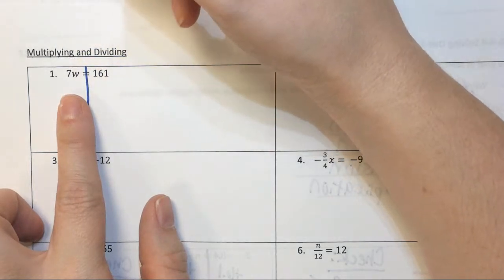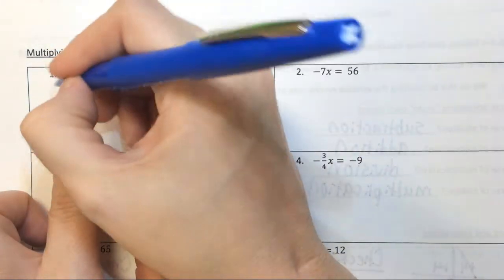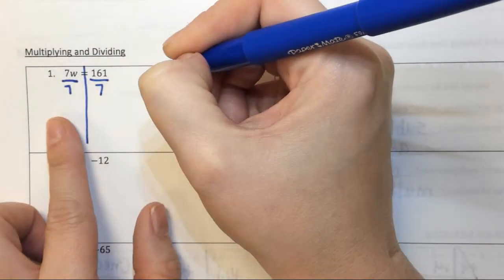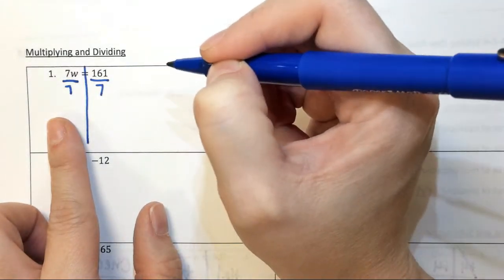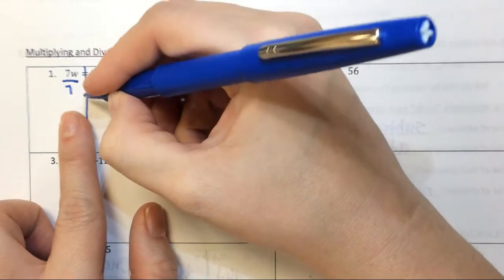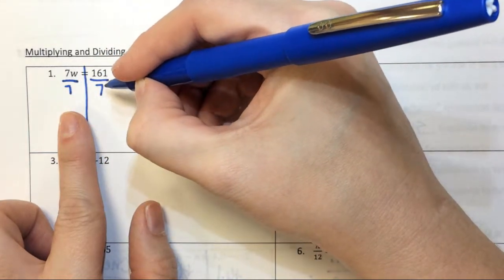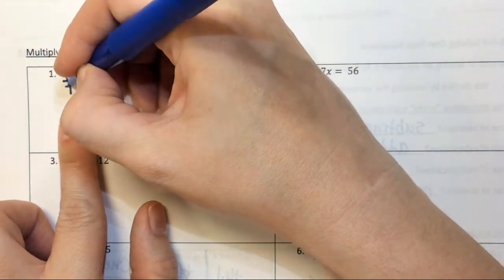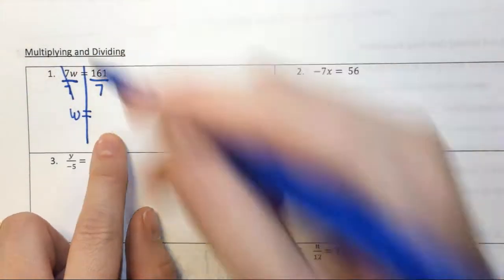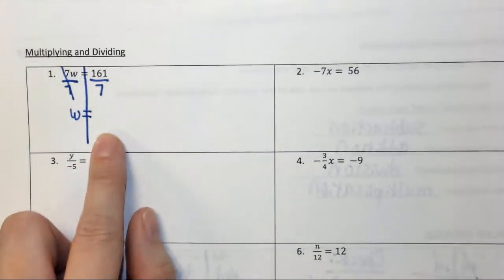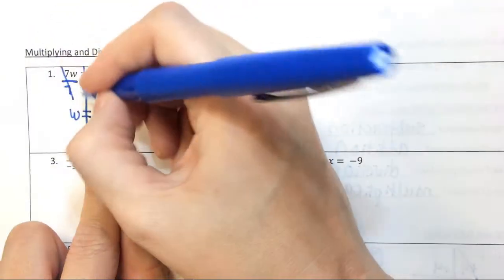Look how I'm going to write it. I want you to write it just like I am. Divide by 7, divide by 7. Remember, fractions and division are kind of the same thing. So on the left side, these 7's cancel. And then on the right side, I have 161 divided by 7. 23. Thank you.